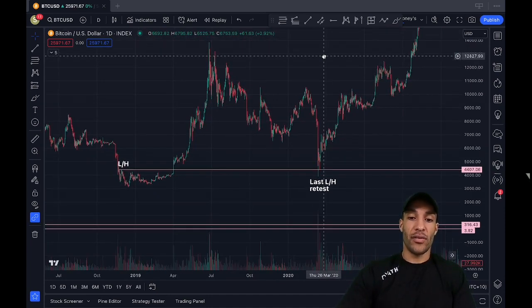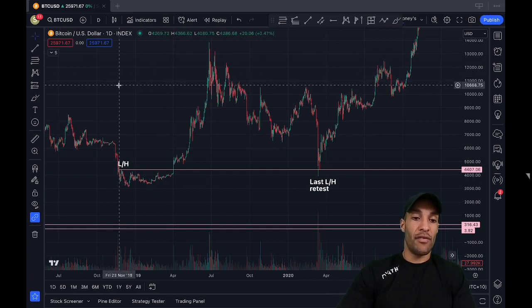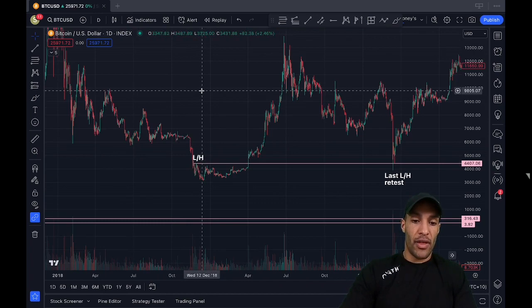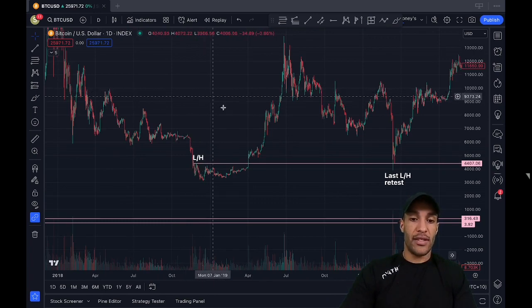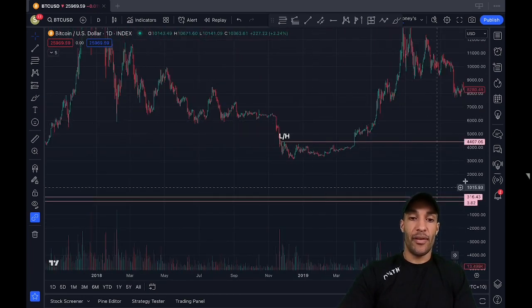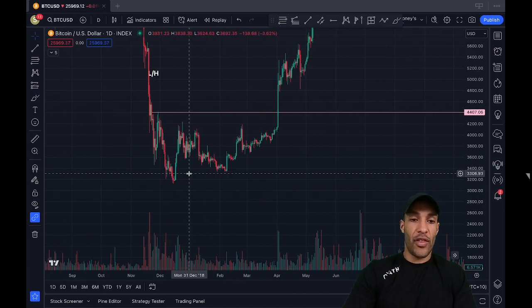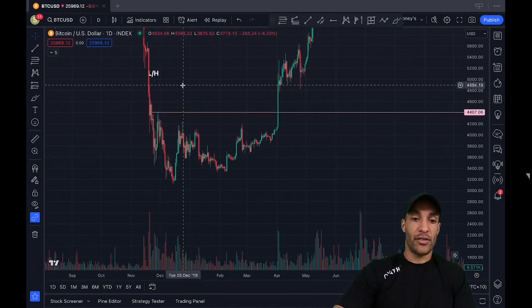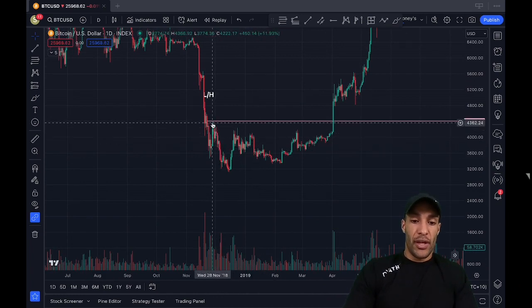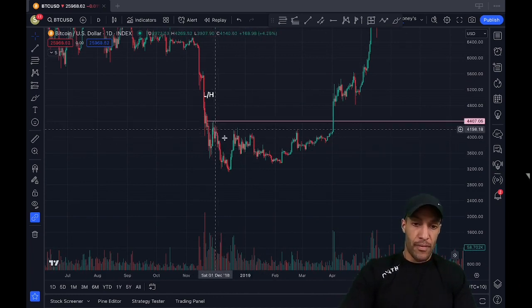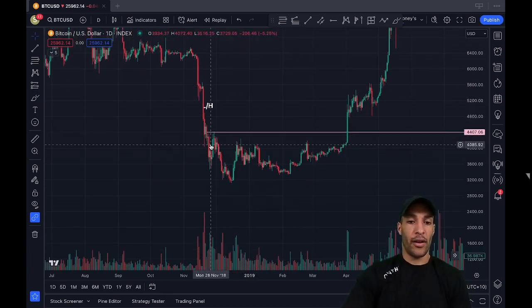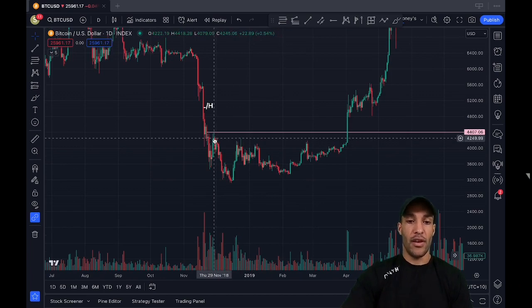So if we go back to the last bull market, the beginning of the last bull market, the end of the bear market, so we sort of bottomed out there at the end of 2018, we can see that the last lower high on the daily time frame was put in at $4,407. That last lower high was put in on November the 28th. Then we bottomed out December 16th. And just before that, the last lower high was put in November.